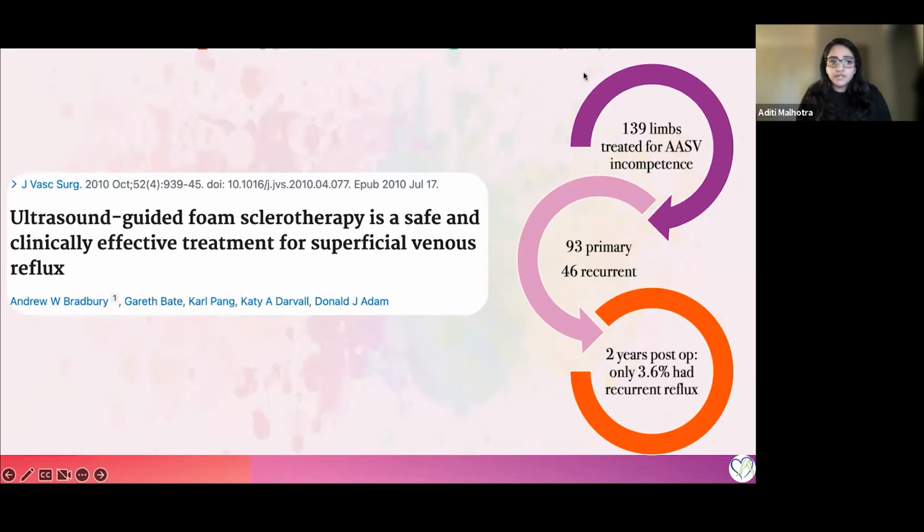Next, in 2010, we have Dr. Bradbury et al., and they took a look at ultrasound-guided foam sclerotherapy. They took 139 limbs and treated them for AASV incompetence. 93 had been primary and 46 had been recurrent disease. And when they took a look at these patients 2 years post-op, it was seen that only 3.6% had recurrent reflux. So again, very effective.